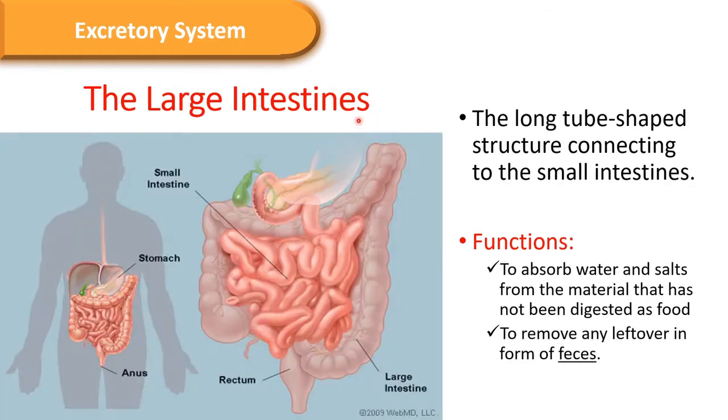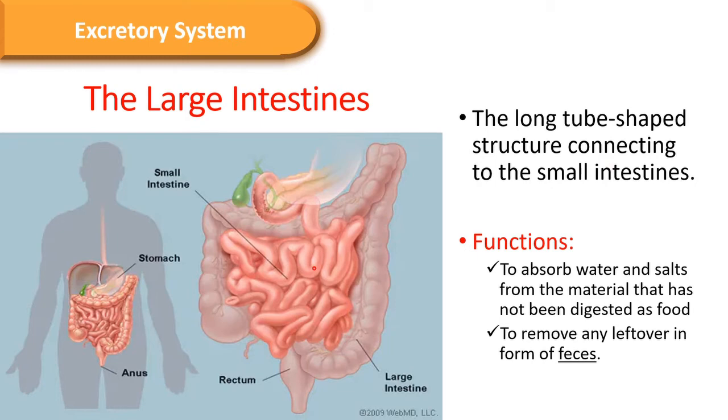Next we have your large intestines. It is part of your digestive system. Your digestive system includes your mouth, your throat, your stomach. Those are some organs of your digestive system, but I will focus more on your large intestines. Your large intestines are like a long tube-shaped structure connecting to your small intestines.